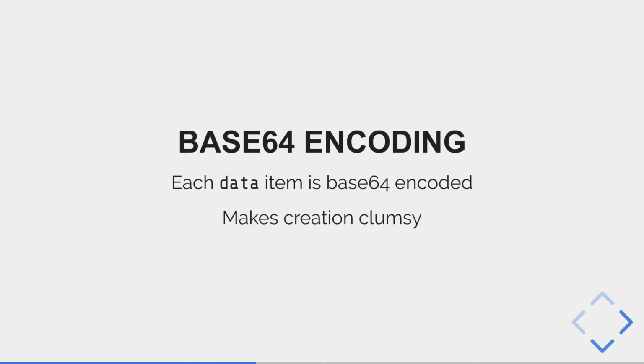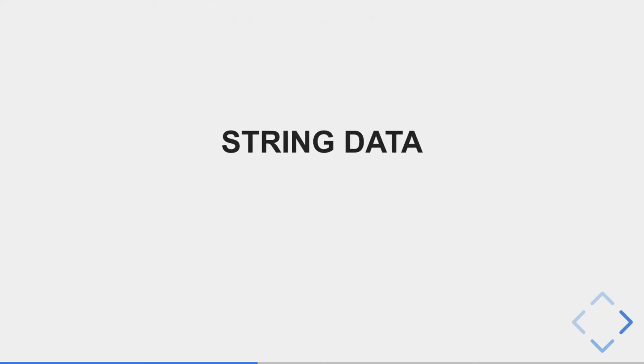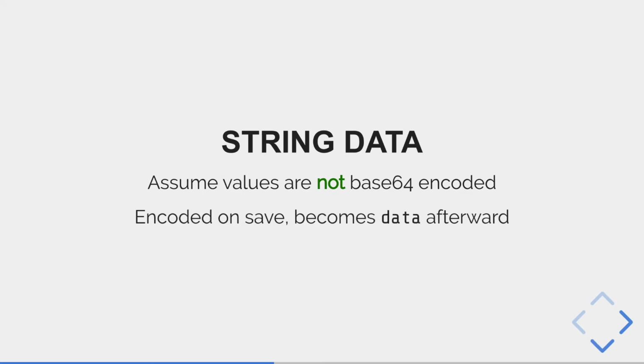But what about that value section? Well, that's because it's base64 encoded. Each data item is base64 encoded within a secret. And this makes creation clumsy because if you create the YAML, you have to encode that before submitting it. Kubernetes will not do that for you. There is actually a way to make Kubernetes do that for you, but only on creation. It's called string data. This assumes values are not base64 encoded within the secret, but they are encoded on save, and then the string data section is removed and becomes a data section afterwards, just like we just saw.